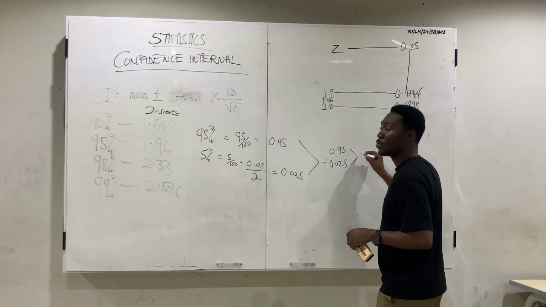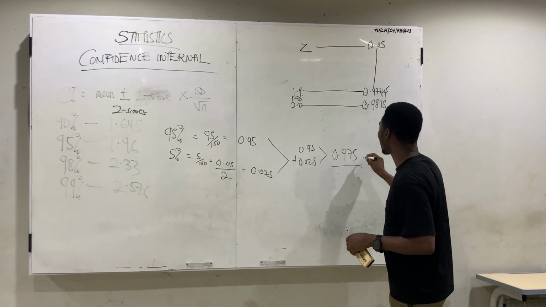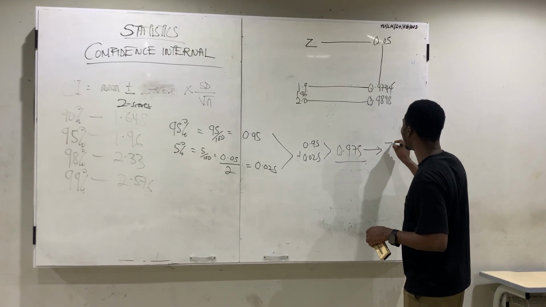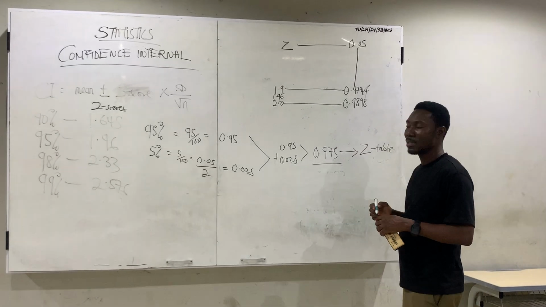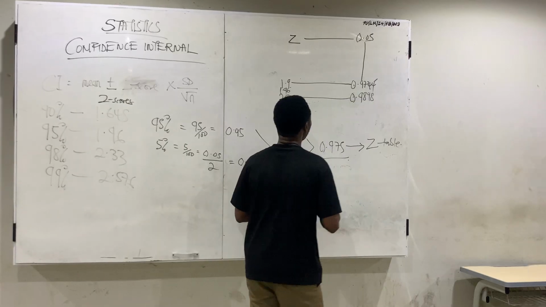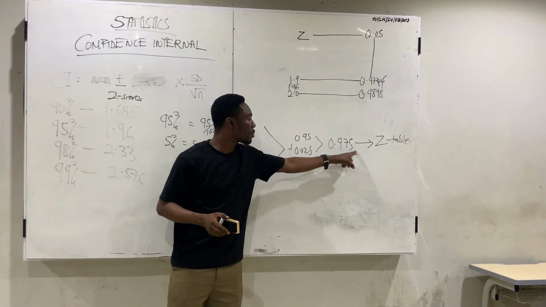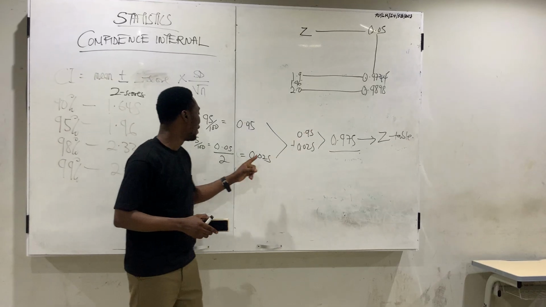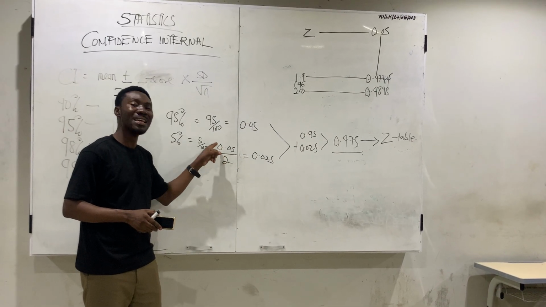Now this is going to give you 0.975. When you get this 0.975, take it to the Z table. Take it to the Z distribution table. On the Z distribution table, what you have to take note of is that when you are taking this probability to the Z distribution table, be mindful of the significance. That the significance still remains this.